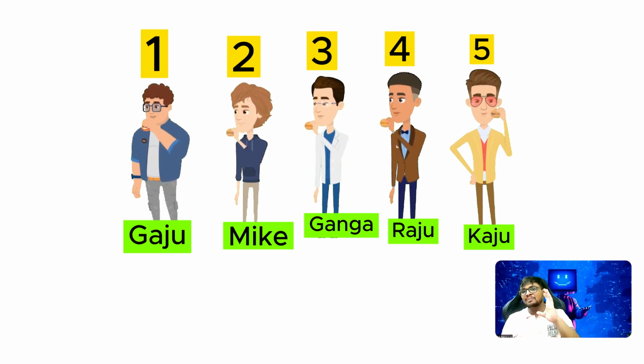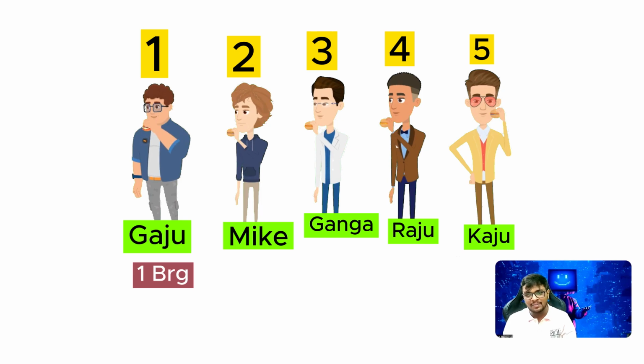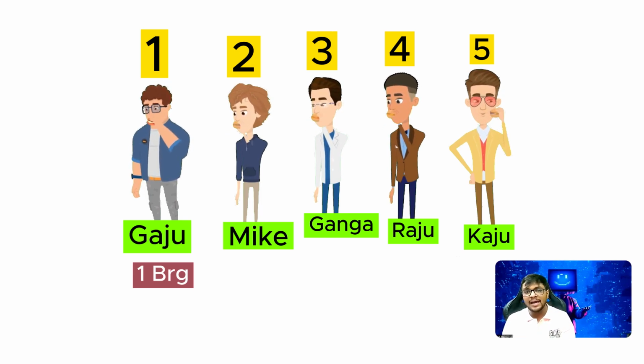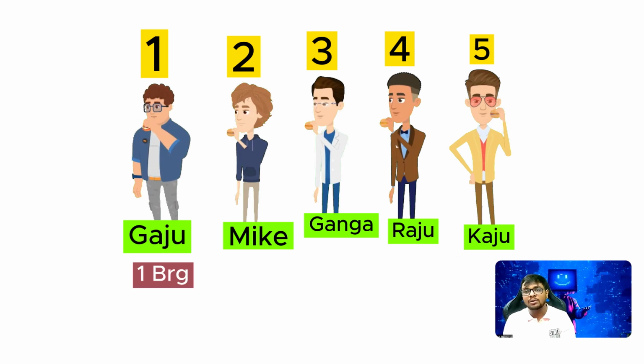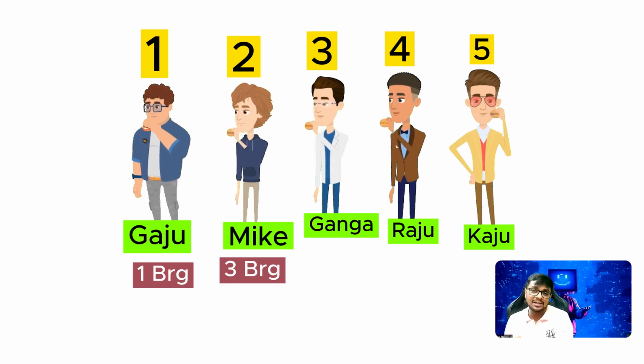Now Gajodhar is the person who 100% knows how many breads he has. So Gajodhar would say that I have one bread. Mike would add his number to it, 1 plus 2. So Mike in total now has 3 breads. Now Mike would say this to the guy behind him, and okay, Gangadhar is standing there.